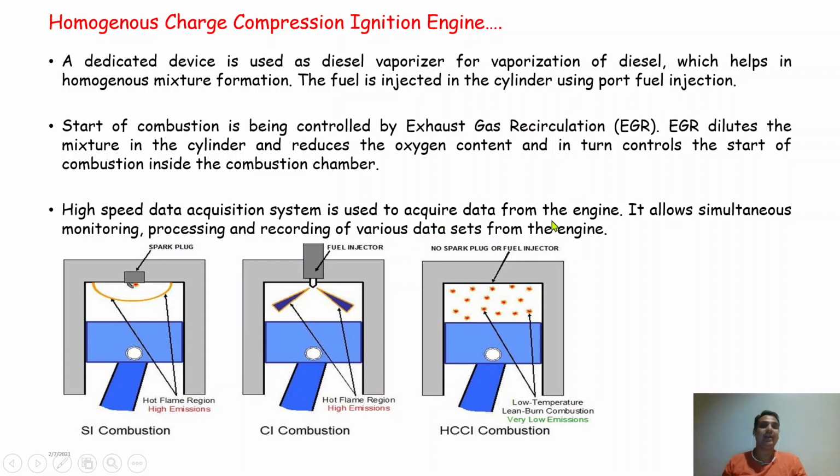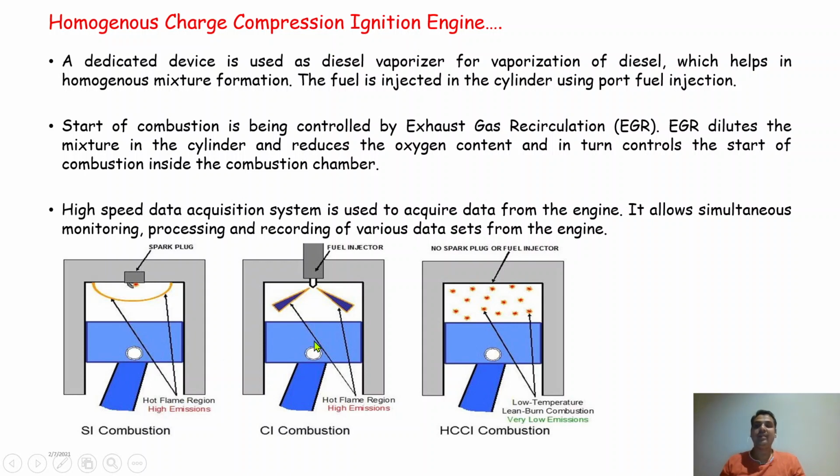Okay, so a high-speed data acquisition system is also present in such kind of engine, which is generally used to acquire data from the engine. This allows simultaneous monitoring, processing, and recording of various data sets from the engine. So such kind of recent technology is again present in this homogeneous charge compression ignition engine technique.